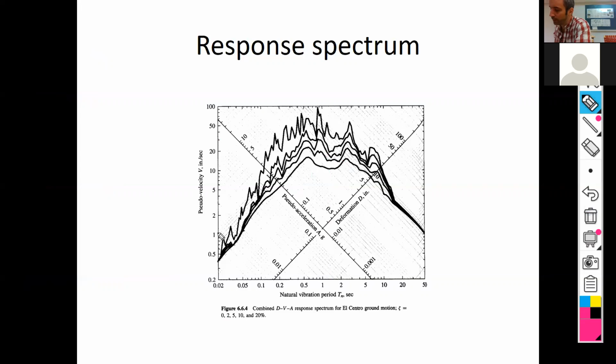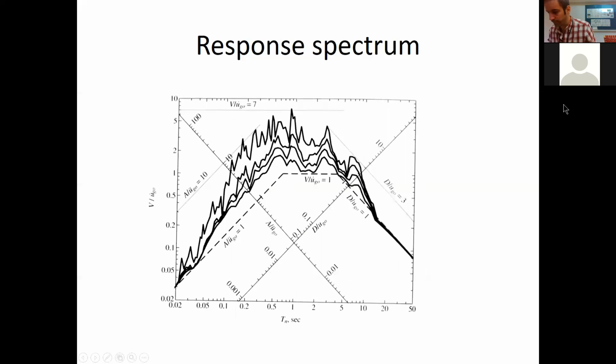It will probably say something like, yeah, you should consider something like this, right? Some kind of envelope that covers all possible earthquakes for a given region, or all likely earthquakes for a given region. All right.